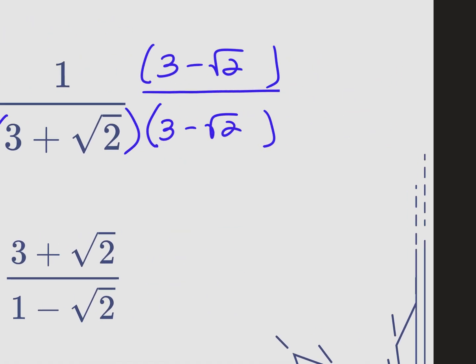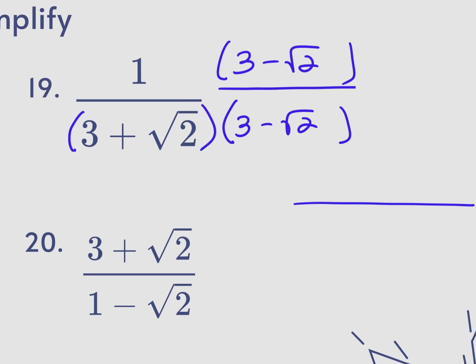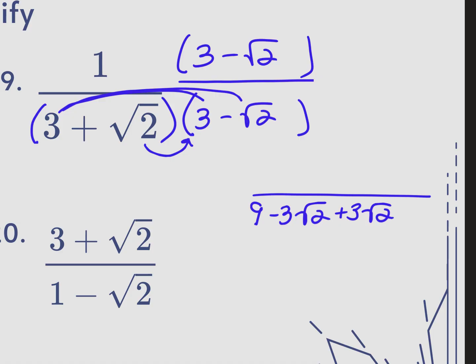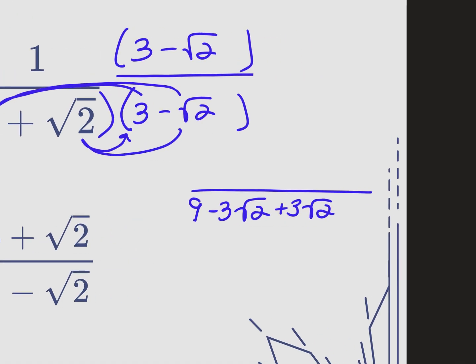I like to work the denominator out first just to make sure everything cancels like it should. So we're going to say first times first. What's 3 times 3? 9. What is 3 times negative square root of 2? Minus 3 square root of 2. Just stick it together. Now I have the square root of 2 times positive 3, so plus 3 square root of 2. And then I have the square root of 2 times negative square root of 2. It's going to be a negative, what's 2 times 2? Okay, so square root of 4.